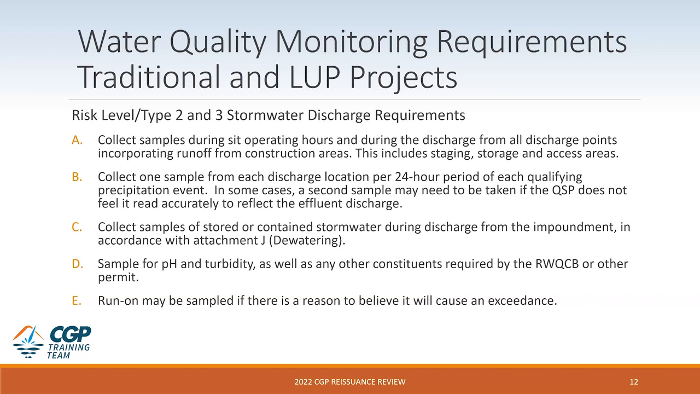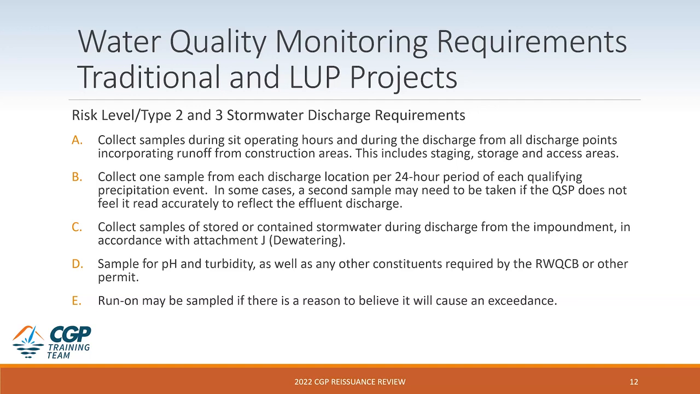When it comes to risk level 2 and 3 stormwater discharge requirements, we must collect samples during site operating hours and during the discharge from all discharge points. Collect one sample from each discharge location every 24-hour period of the QPE. If you feel that it is not a representative sample, the QSP may take another.